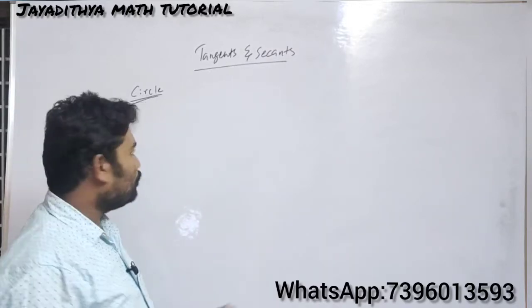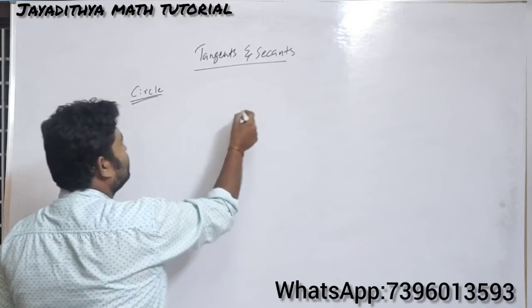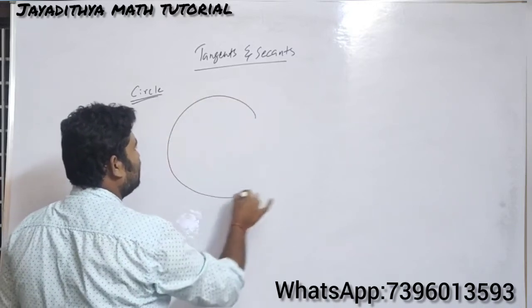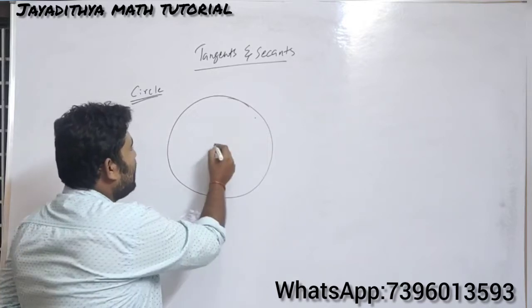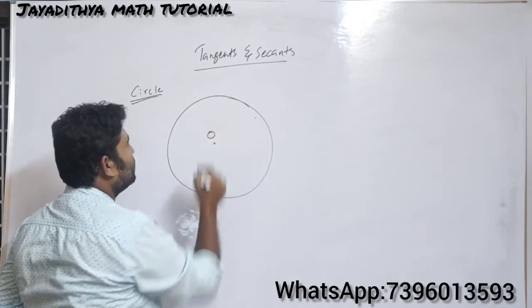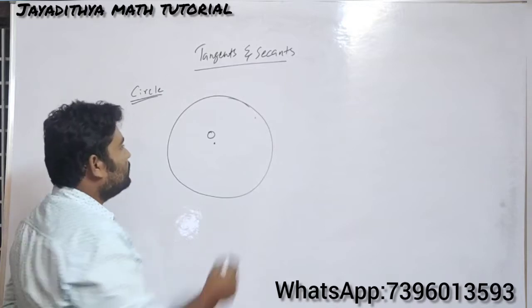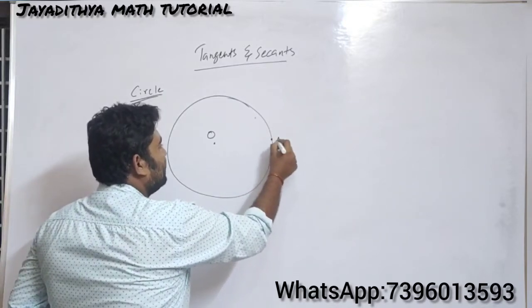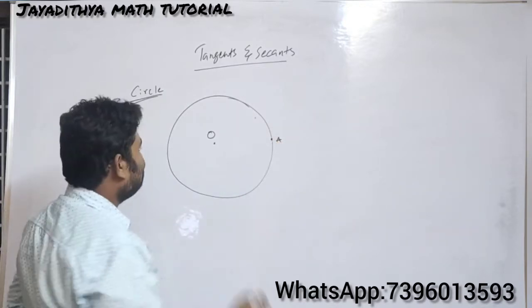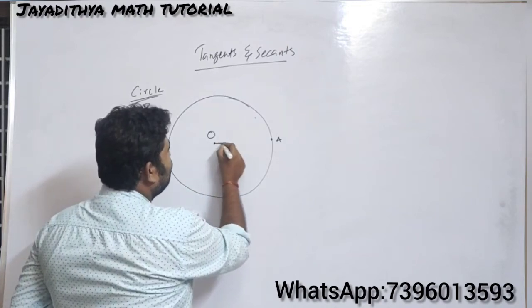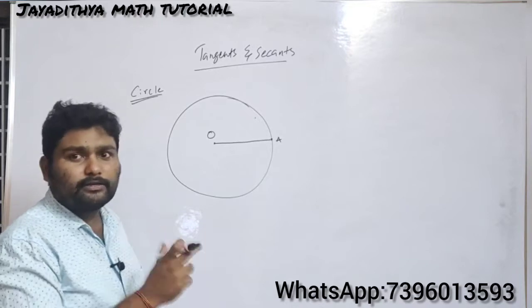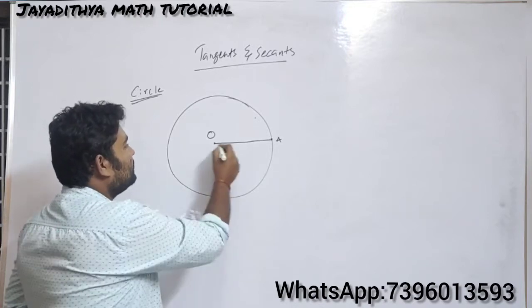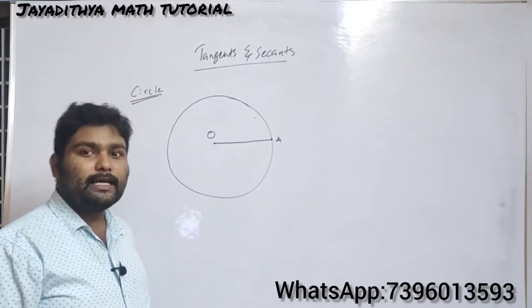Let us understand some more concepts which are important here. See here, let me draw a circle. This is the circle, and the fixed point here is O. Let us take a point on the circle, A. If you join the two points with a line, that is the fixed point and the point on the circle.